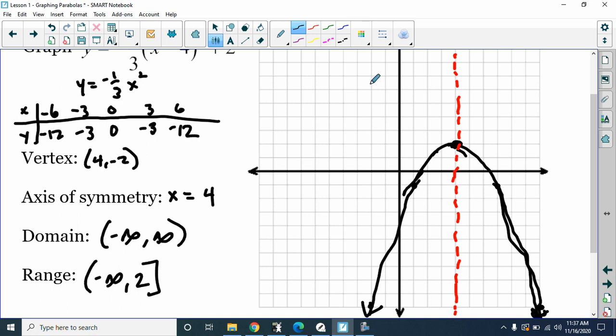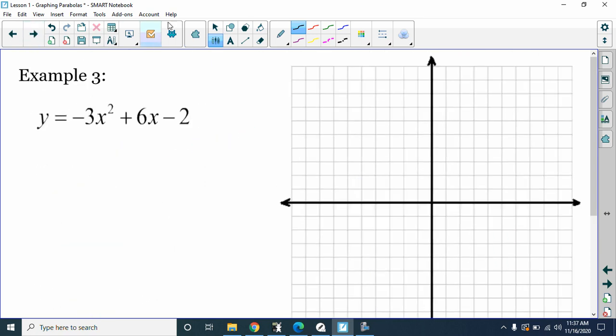Sometimes it also may ask you for a maximum or minimum value. Notice this one has a maximum. The highest point is this one here. And that maximum value is the y value of that point, which is 2. The maximum y value, the highest y value, is 2, which makes sense from our range. So that's graphing from vertex form.